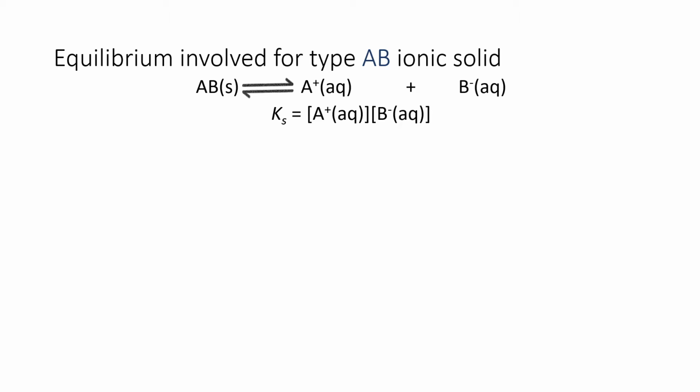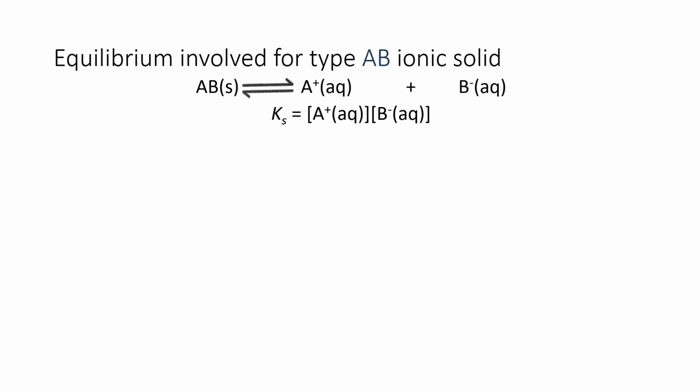So there's basically two types of K sub S problems you're going to run into, and they are generally called AB type and A2B or AB2 types. A2B and AB2 are functionally the same as each other, so use whichever one is relevant. AB is a little bit simpler, so we'll run through that first.